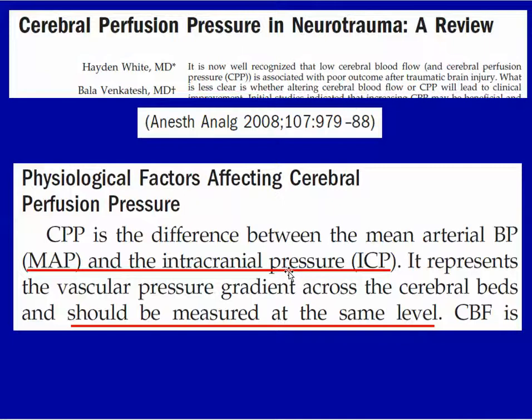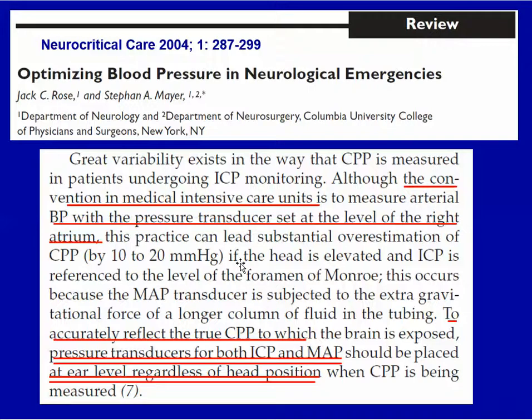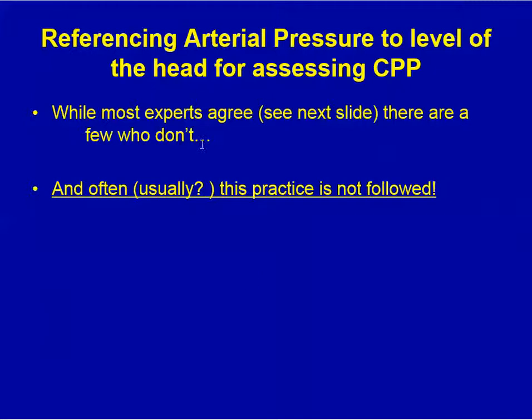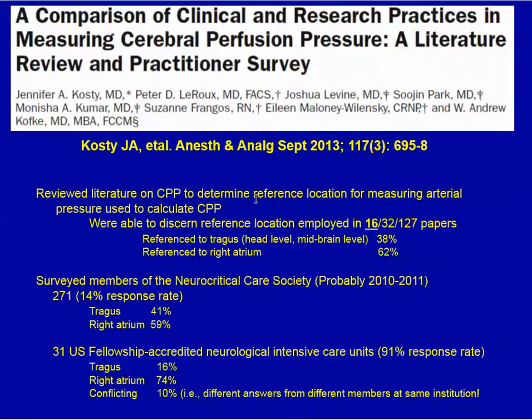Now, many authorities emphasize this point, that when calculating cerebral perfusion, both transducers should be measured at the same level, namely at the heart level. This has been reinforced by numerous articles. While most experts agree that arterial pressure should be referenced to the head level, there are a few who don't, and unfortunately, often this practice is not followed.